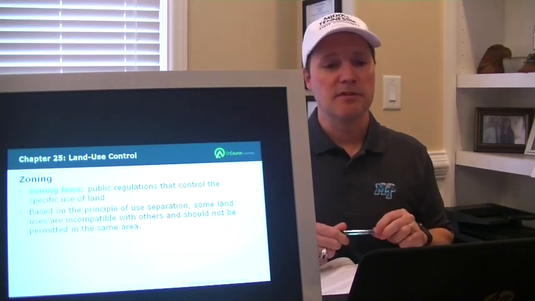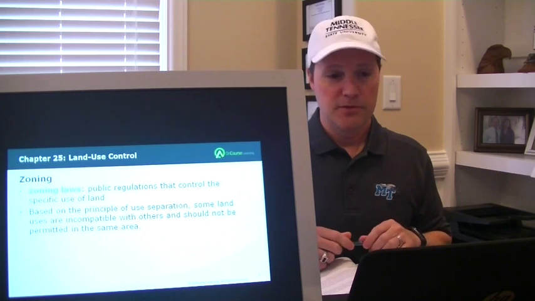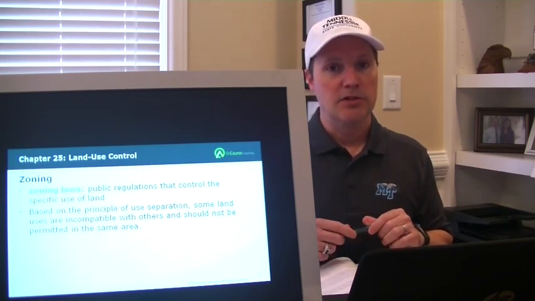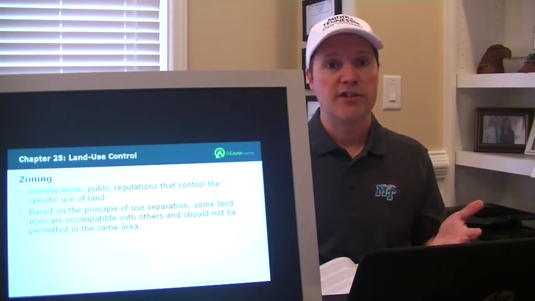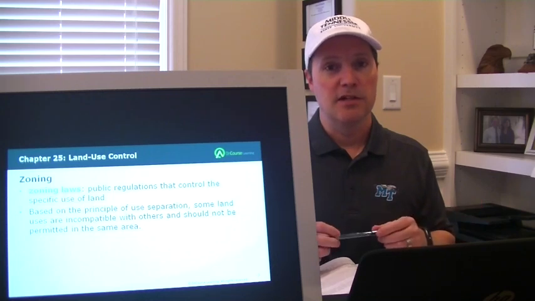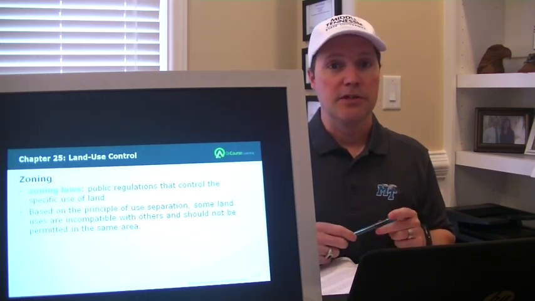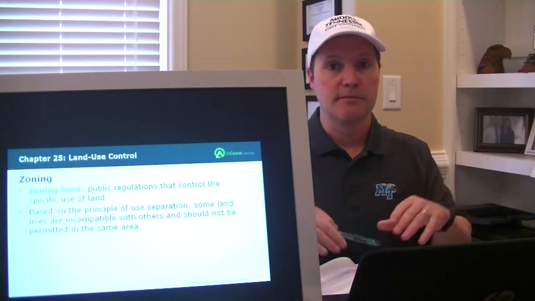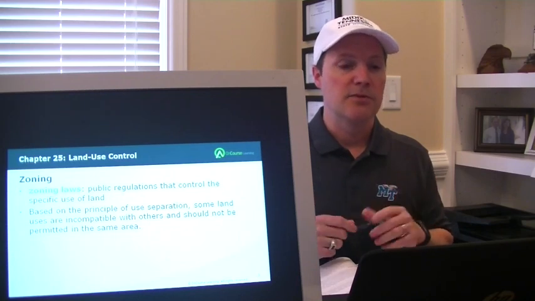This is based on the principle of use separation. Some land uses are incompatible with others and should not be permitted in the same area. Okay, so if you have a trash dump and it wants to go, like BFI wants to make a trash dump here in Franklin, and they want to put it right down from the square. Well, they're not going to get zoning for that, because everybody would go up in arms at the meeting and say, no way, we're not going to have that put in here. So that's what this is used for.